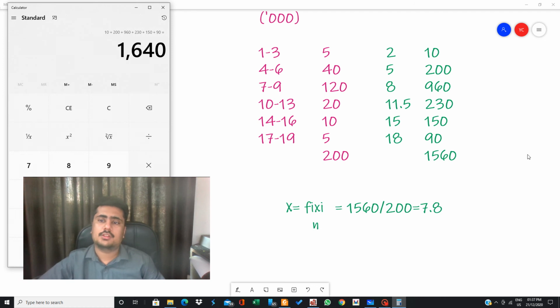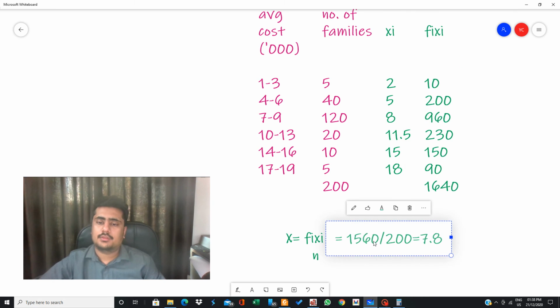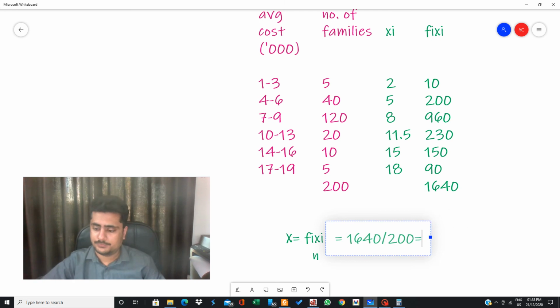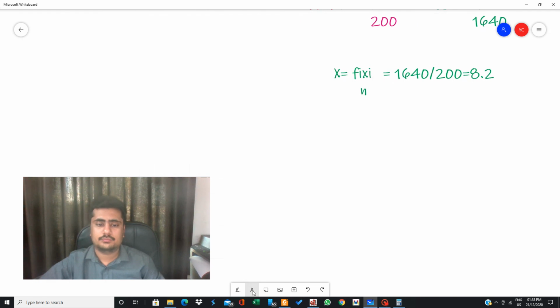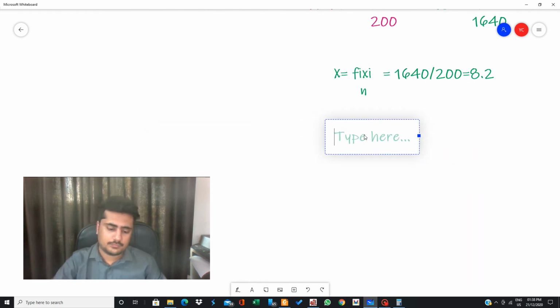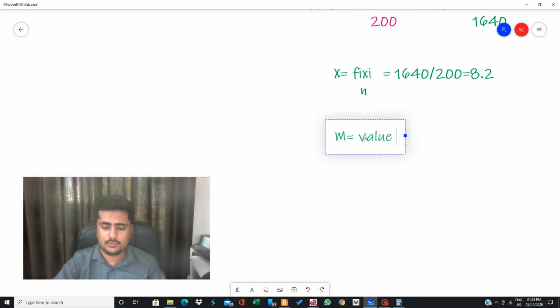Total is 1640. We had made some mistake in totaling. Now if you keep 1640 here, this is 8 point... median. Now to find the median, first of all I have to classify in which class it will be.